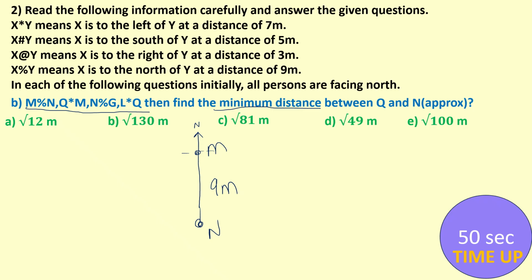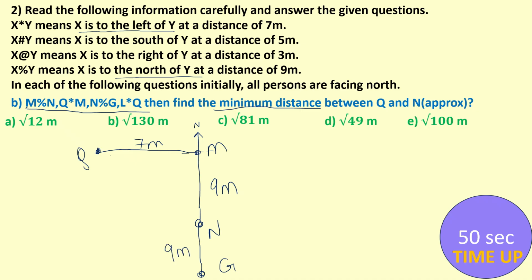Next, Q asterisk M or Q star M means Q is to the left of M. If M is facing north, then where should Q be? Q should be here somewhere because the left side is this, correct? At a distance of 7 meter. Next, N percentage G. N is to the north of G at a distance of 9 meter. If this is G, this is 9 meter.